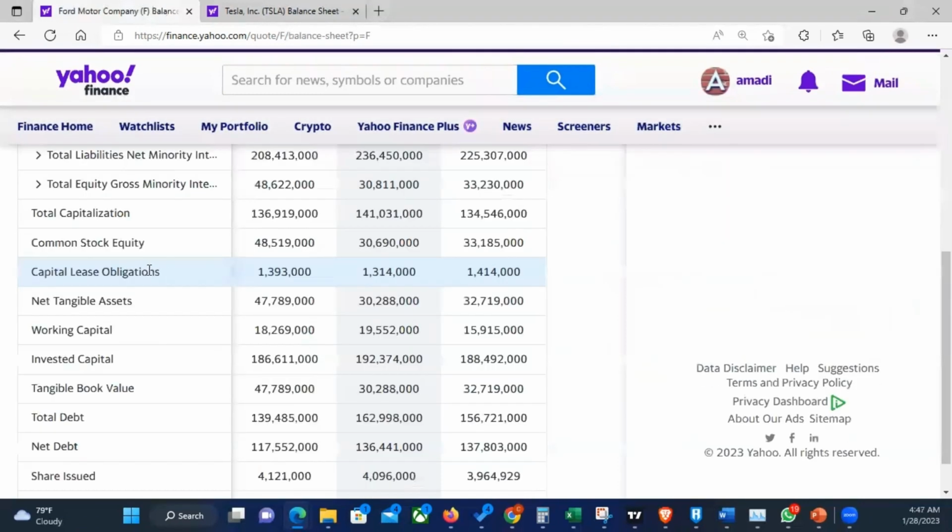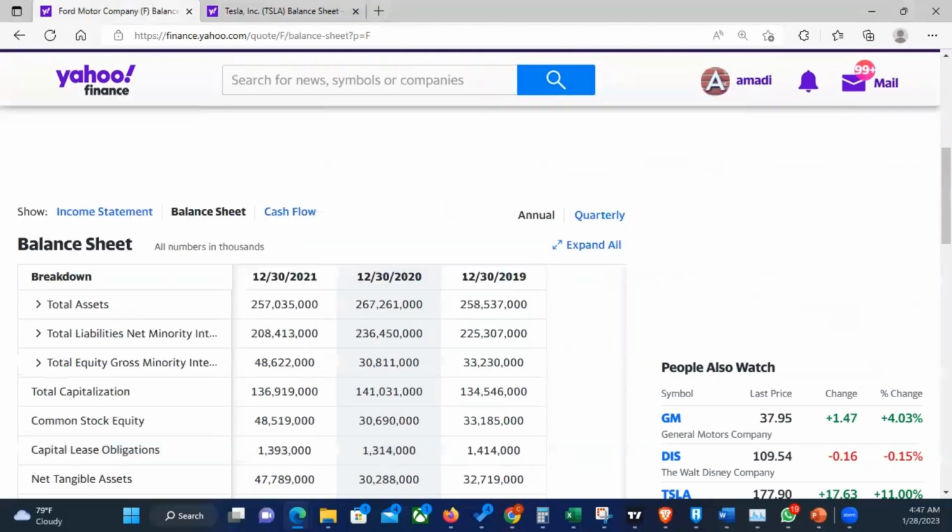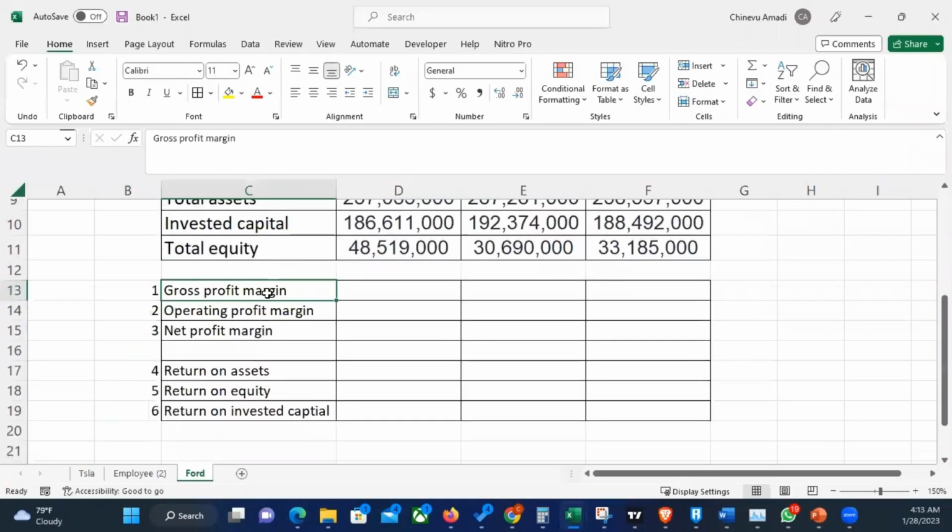But what we'll be concerning ourselves with is profitability ratios. The first one is gross profit margin. Gross profit margin is just basically the sales minus the cost of sales. That's where most businesses stop, right? Then we have operating profit margin.